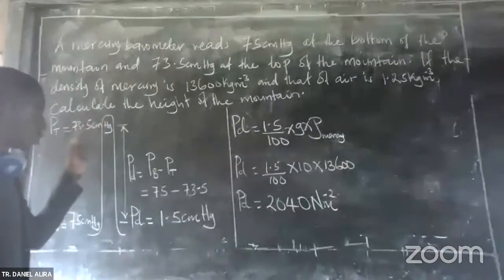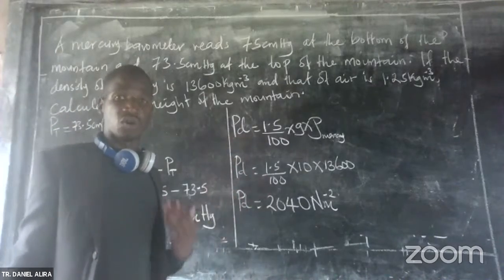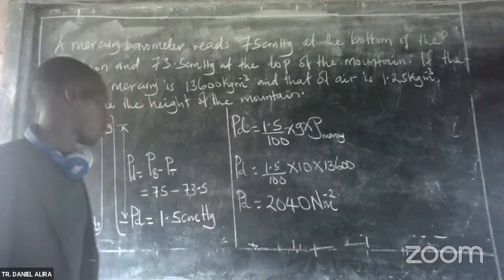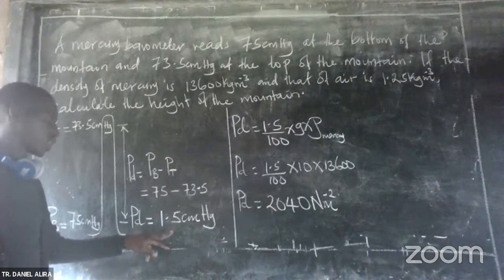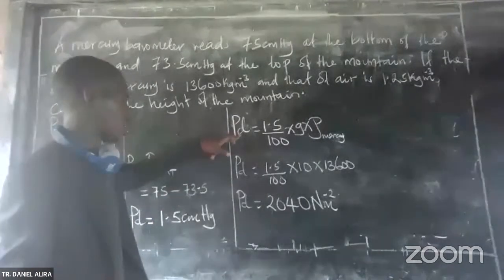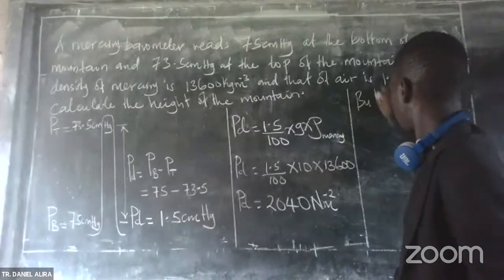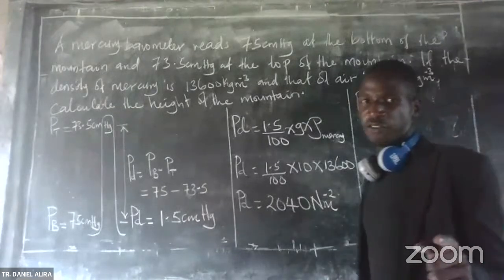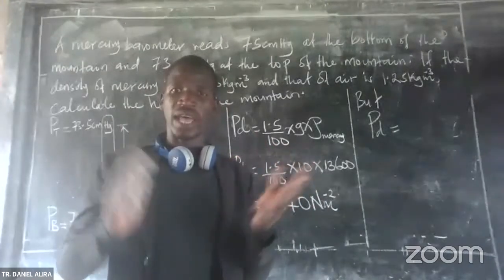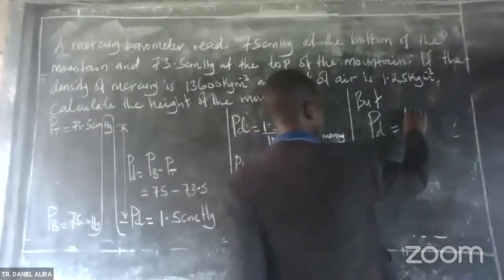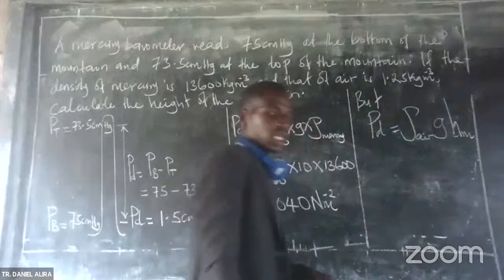Please, I've told you, you shouldn't start using this value before changing it to newtons per meter squared. So we have the pressure at the top, we have the pressure at the bottom, which helps us get the pressure difference. After getting the pressure difference, you convert it into newtons per meter squared. Then you say, the pressure difference is due to the change in air pressure, brought about by the air molecules. That's why the pressure difference equals the density of air times gravity times the height of the mountain.